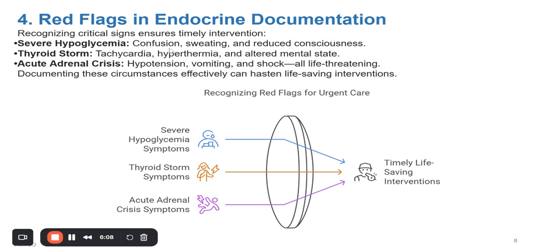Red flags in endocrine documentation. Recognizing critical signs ensures timely intervention. Severe hypoglycemia: confusion, sweating, and reduced consciousness. Thyroid storm: tachycardia, hyperthyroidism, altered mental state. Acute adrenal crisis: hypotension, vomiting, and shock, all life-threatening. Documenting these circumstances effectively can hasten life-saving interventions. And here is a diagram recognizing red flags for urgent care.